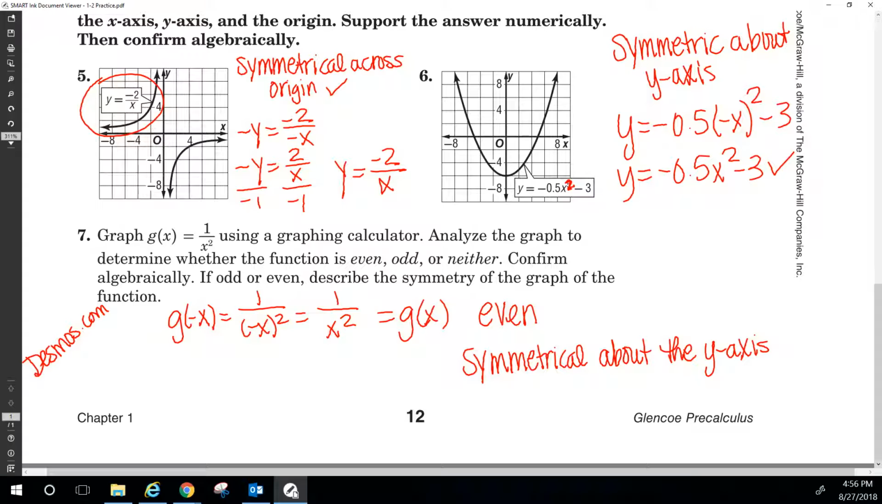There you go. Had this not come out to be equal to g of x, then what we would do is figure out what is minus g of x, see if this guy matched whatever this guy was. If it was, that would have been odd, and if not, it would have been neither, but this one was even. So there you have the practice for 1.2.